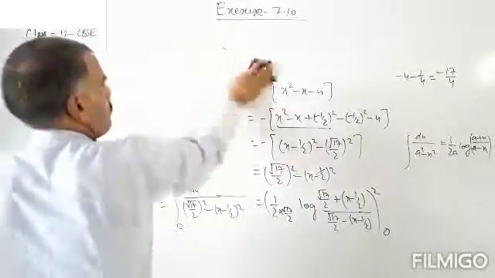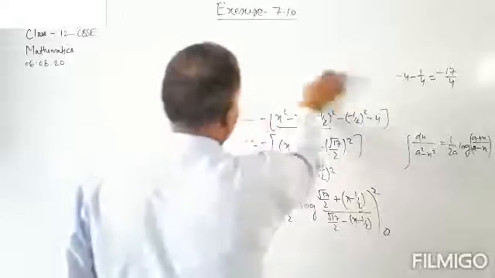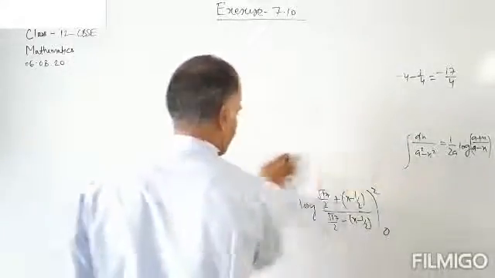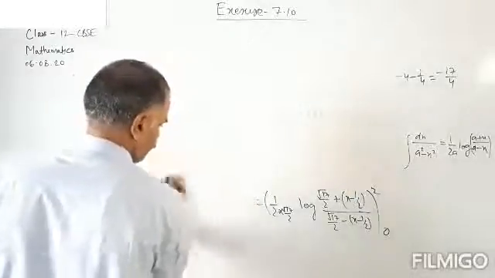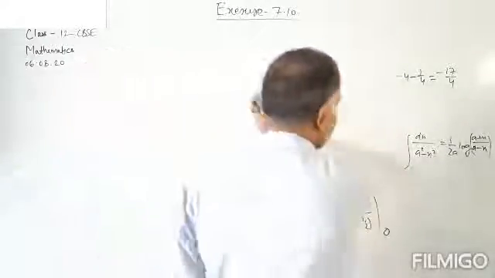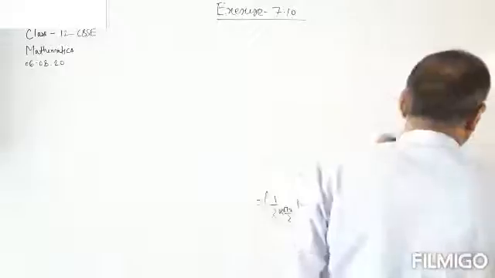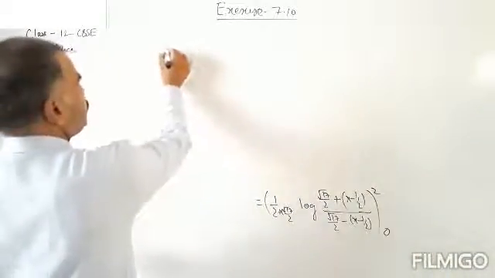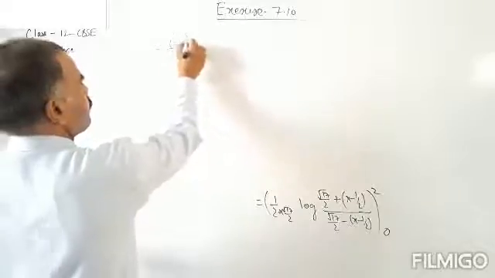Now taking the upper limit and lower limit and then solving, we will have the answer. So this is equal to 1 by under root 17.